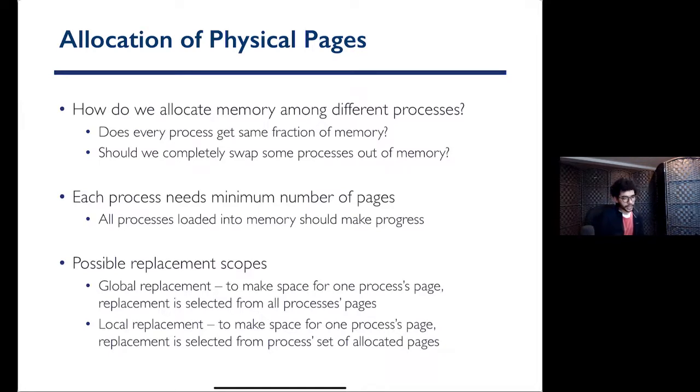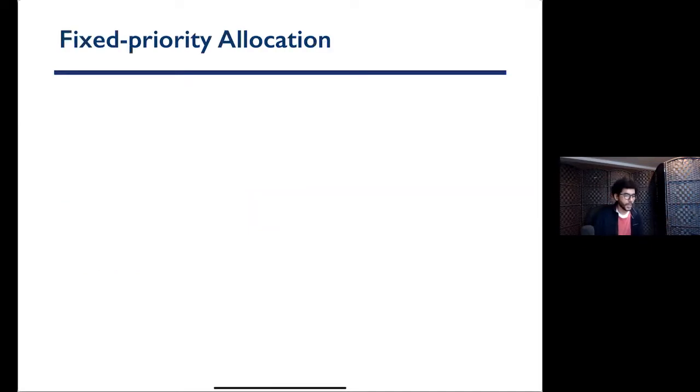So the two options that I have in the slide are the global replacement, where you can find your victim among any page. It doesn't need to be among your own pages. It could be among somebody else's pages. Versus the local replacement, where we focus on finding a victim within the same process. So if this process wants to bring a new page, it has to evict one of its already used pages.